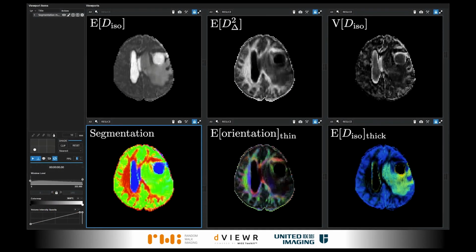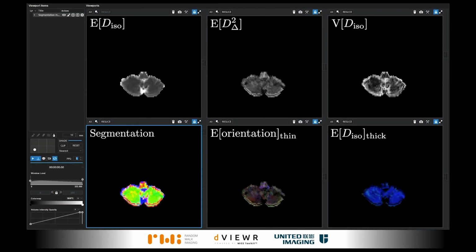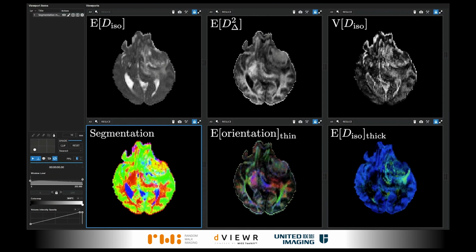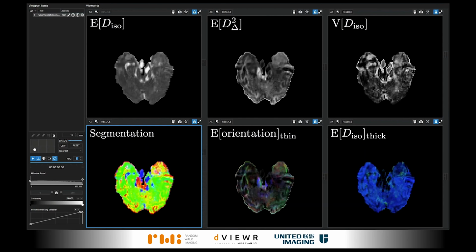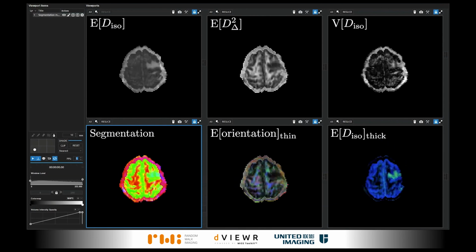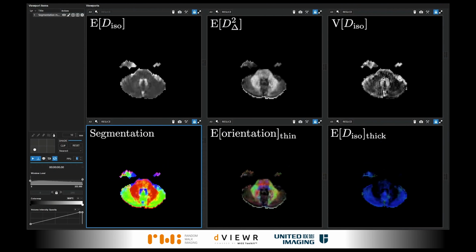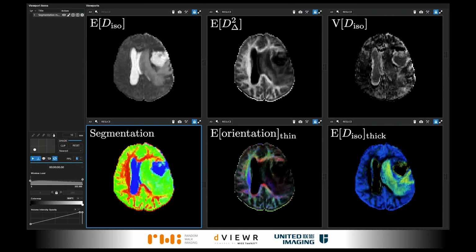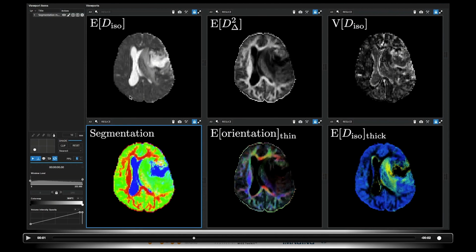These parameter maps can also be obtained in the brain, for example using our data analysis software, Diffusion. In this case, the dataset consists of a brain featuring a grade 1 meningioma in the left temporal lobe, and it was acquired by United Imaging in China. The different contrasts here are the mean diffusivity, the microscopic anisotropy, and the variance of isotropic diffusivities, which is linked to the variance of cell densities.